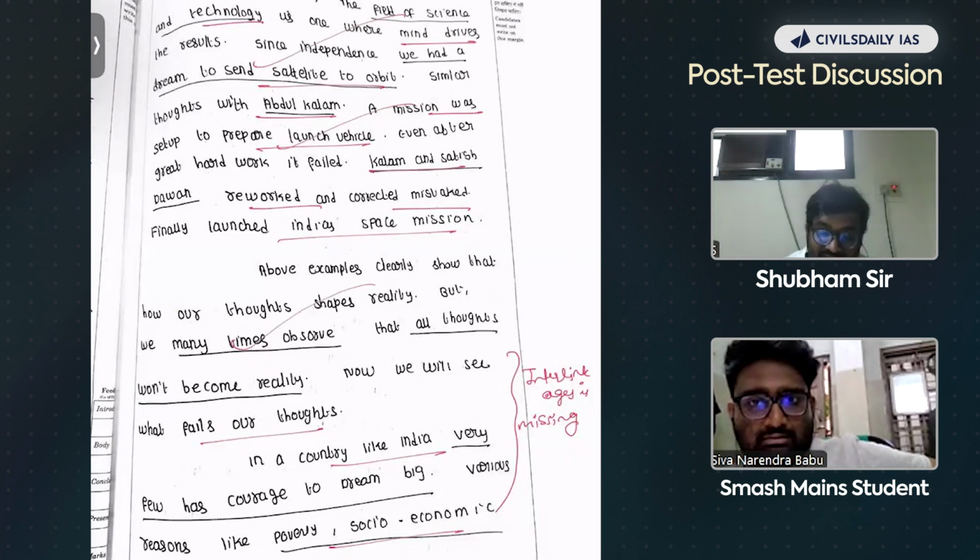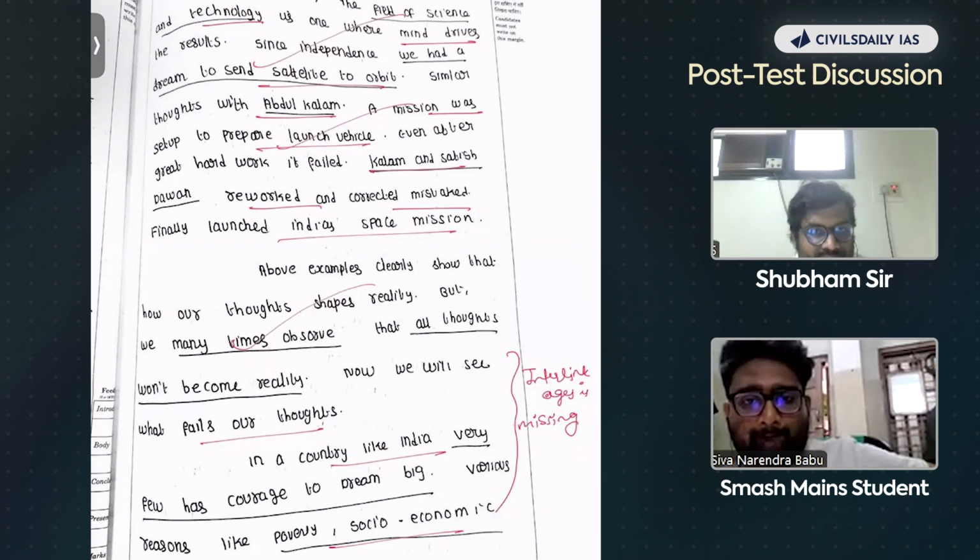See, in that also, you should have shown that if you have a resolute mind, whatever difficulties came, you overcome those difficulties. Ambedkar's example also you can give. Raja Ram Mohan Roy's example also you can give. But those who have a weak mind, they give up.